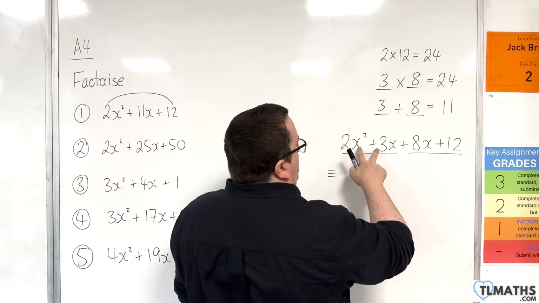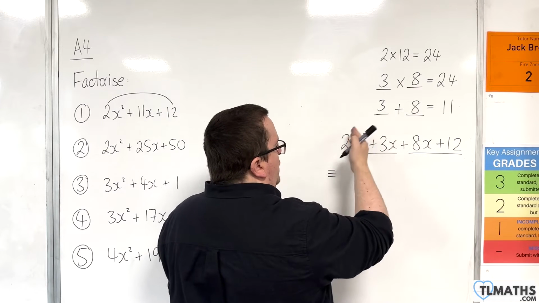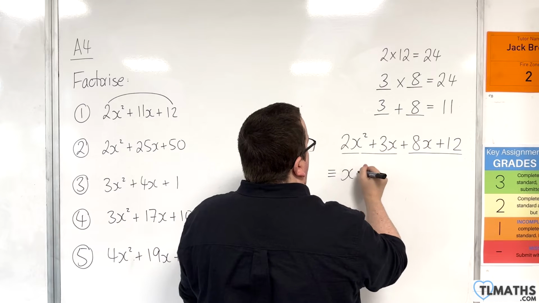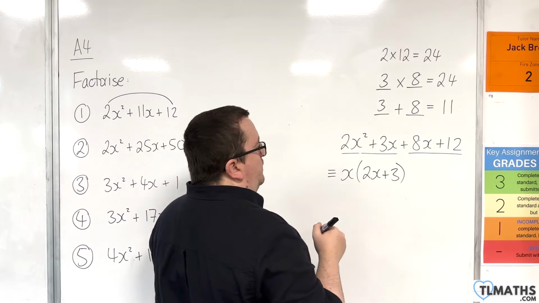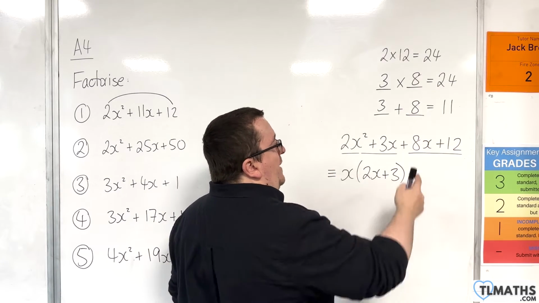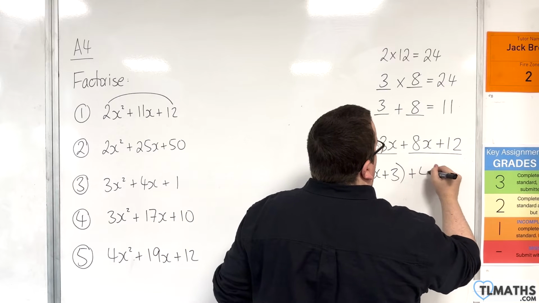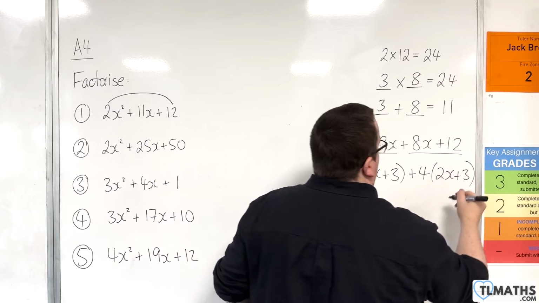So, first of all, factorise this half, 2x squared plus 3x. Now, they both have a common factor of x, so I can factor that out. And I'd have 2x plus 3 inside the bracket. Now for the second half, 8x and 12, the highest common factor of 8 and 12 is 4. So I can factor the 4 out, and then I'd have 2x plus 3 in the bracket.